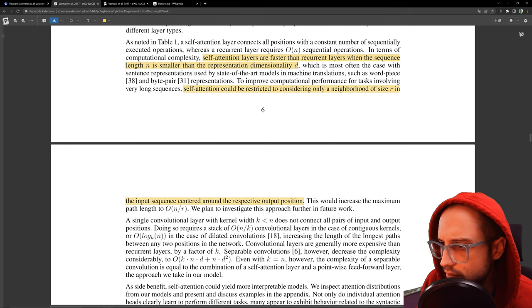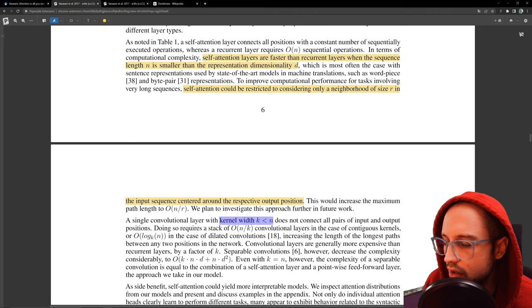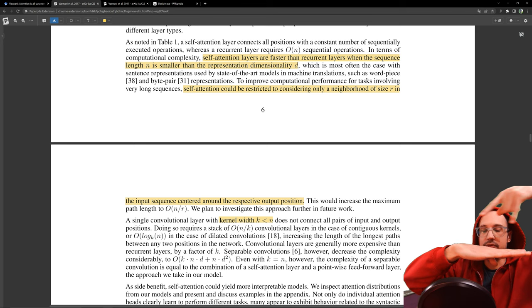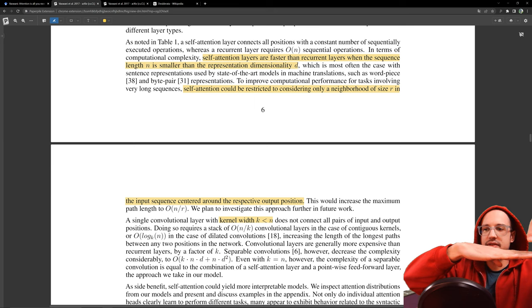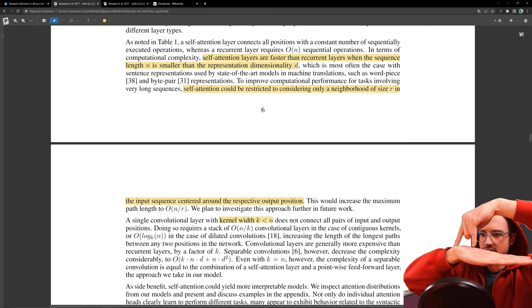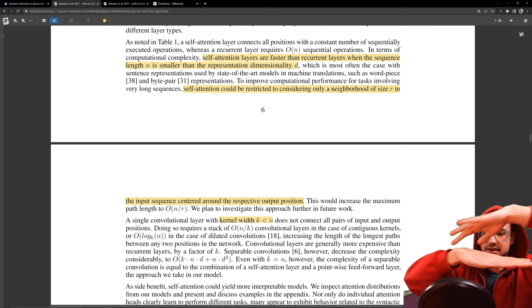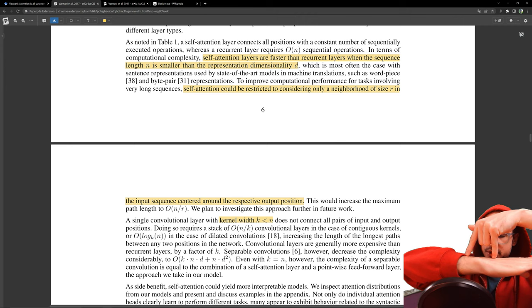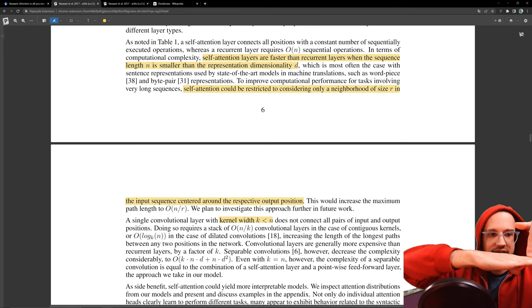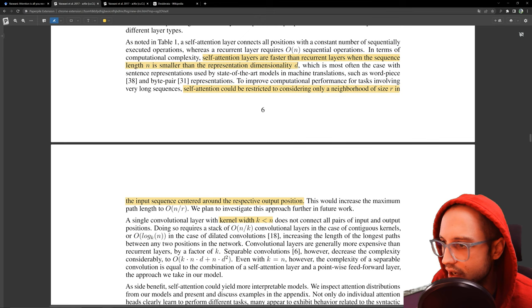A single convolutional layer with kernel width k less than n does not connect all pairs of input and output positions. If you have a sentence, in convolution you're multiplying the kernel with part of the sequence. The kernel size is less than the sequence length, so within each kernel only this part of the sequence gets multiplied, and then you multiply the kernel with the end part of the sequence much later. So there isn't really a good connection between parts of the sequence. That's what they're referring to with connecting the pairs of input and output positions.